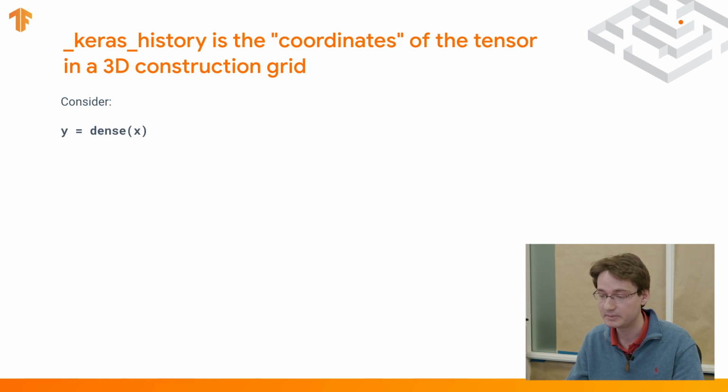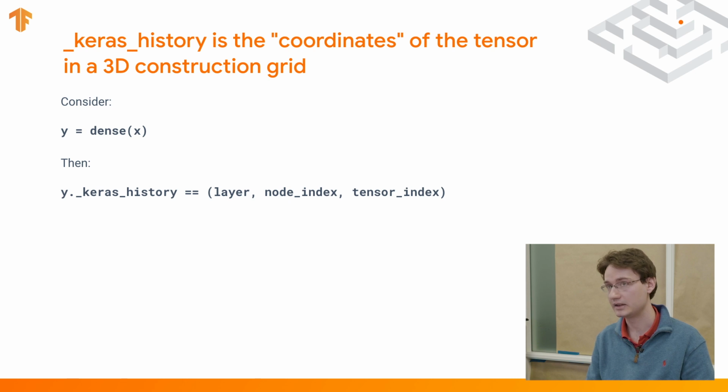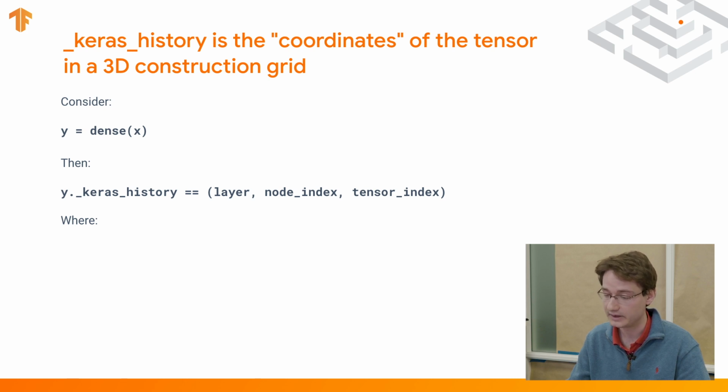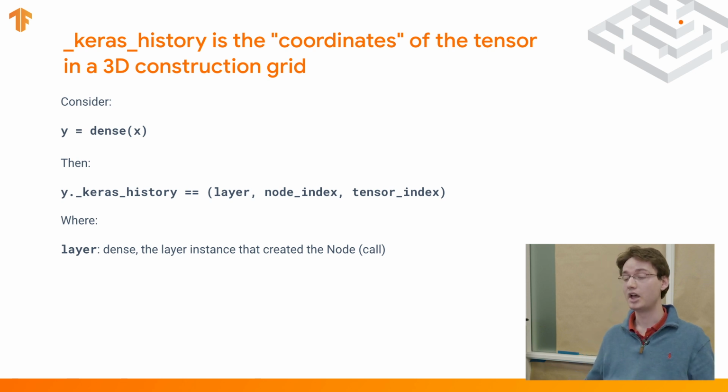The Keras history is basically the coordinates of your tensor in a discrete 3D space. It's a named tuple with three entries. The first is a reference to the layer that created this tensor. The second is the node index, because layers can be called multiple times. So it's not true that one node is associated with one layer; a node is associated with a layer call. If you call a layer instance multiple times, there are multiple nodes.